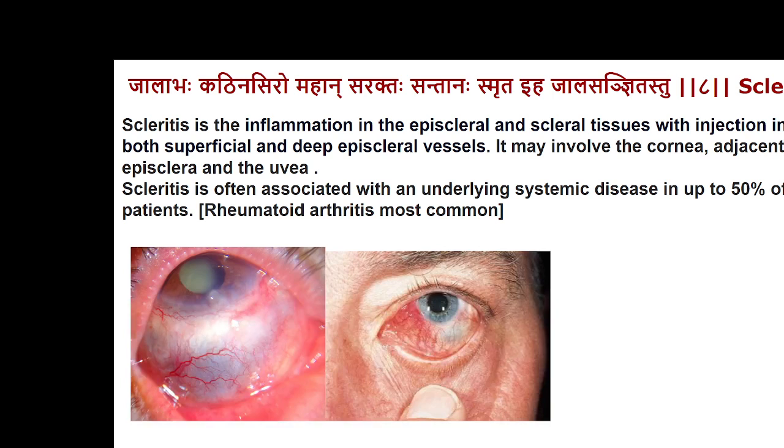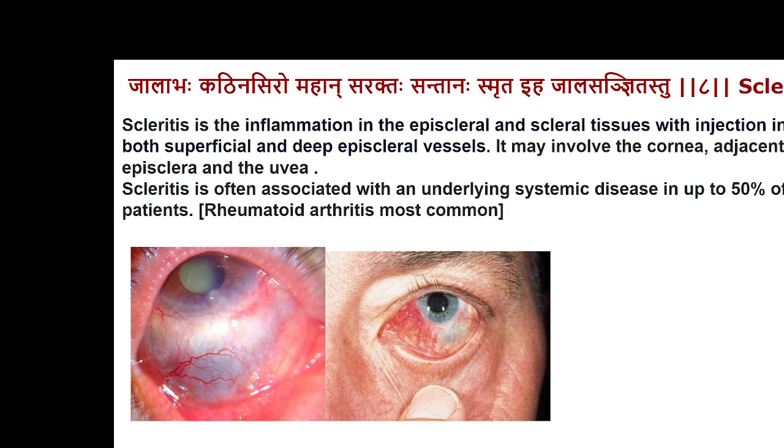Then the next is about sirajala. Jalabha katina sirah mahan saraktah santanah smrtayah jala samjitasto. The sirajala is a situation where there are blood vessels which look like a network over the scleral area, and that condition is sirajala. That is exactly what you see in the case of scleritis. Scleritis is defined as inflammation in the episcleral and scleral tissues with injection, that reddish discoloration, of both superficial and deep episcleral cells.